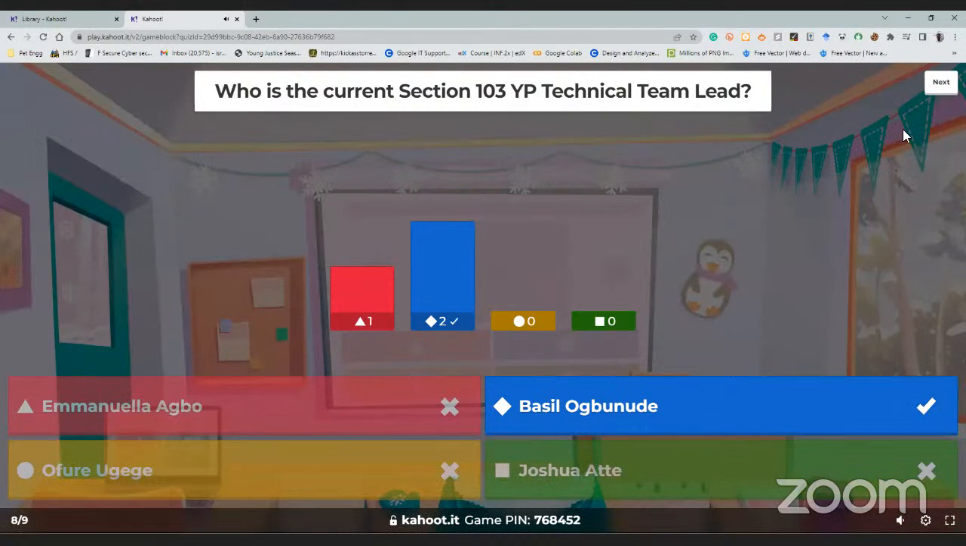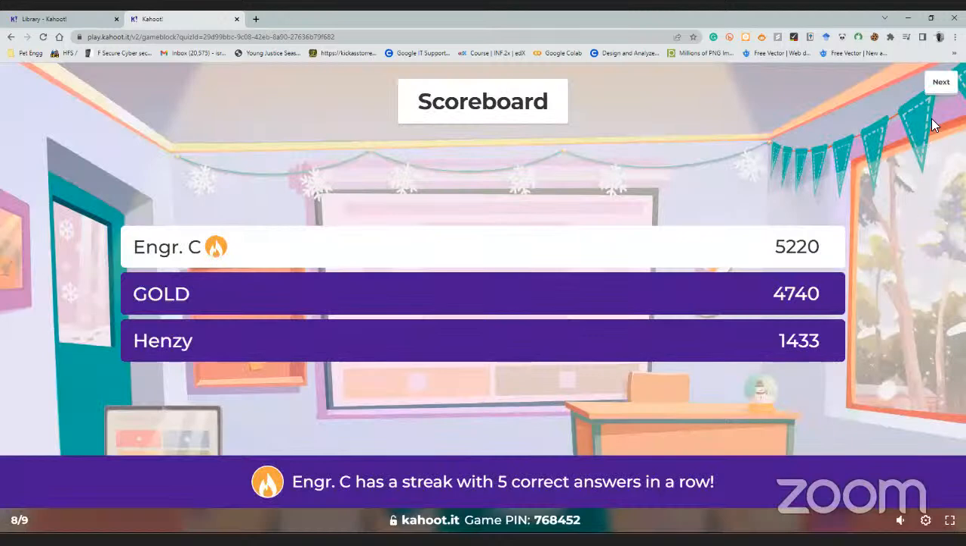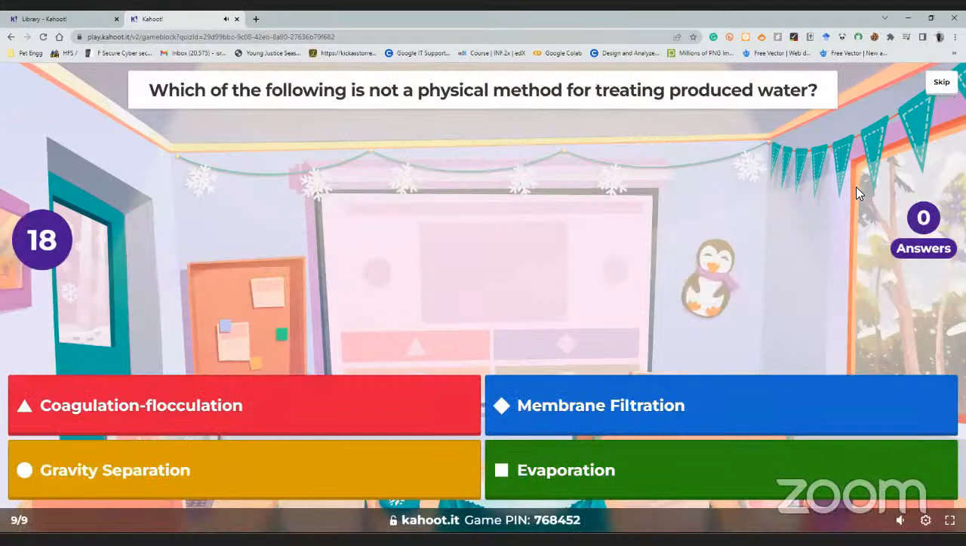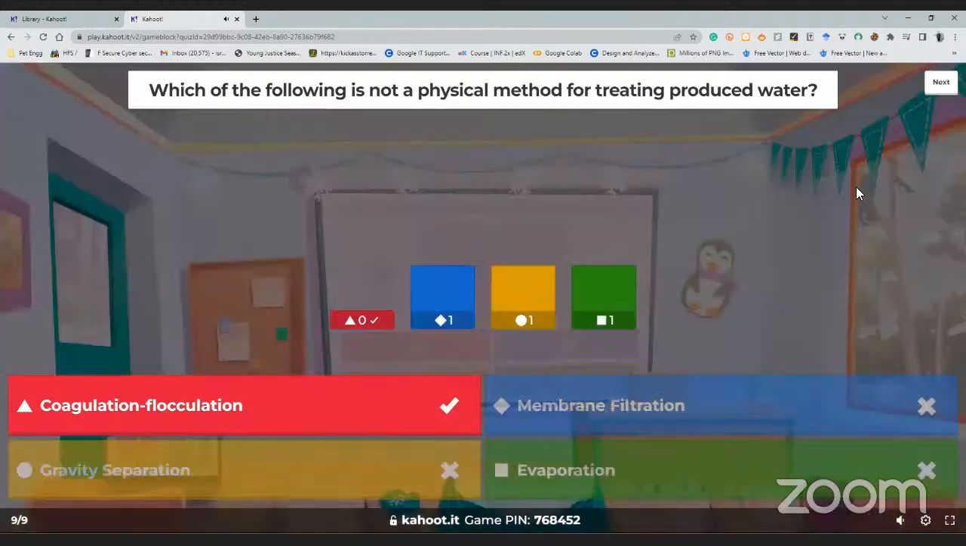Basil is our technical team lead. Okay, we have Engineer C getting 5 correct answers in a row, still at the top place. So we have the final question. Which of the following is not a physical method for treating produced water? Coagulation, flotation, membrane filtration, gravity separation, or evaporation?